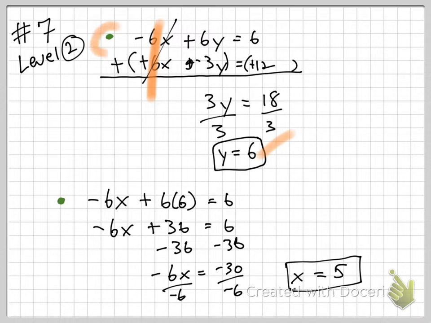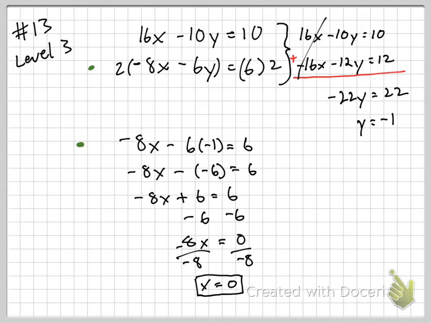And then we're going to plug into one of the equations. I've denoted with a green dot which equation I'm plugging into. So I take this y and I plug it in here and here. And then I just solve for x and get x equals 5.